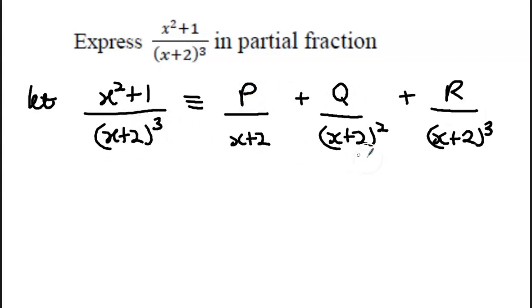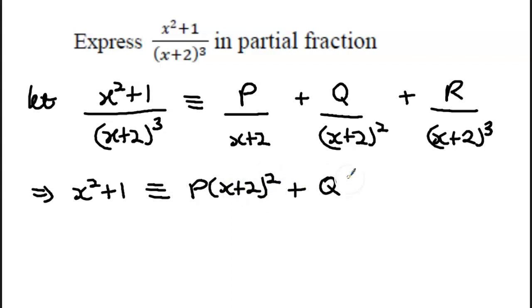Let's multiply through by the LCM. When we do that, on the left hand side, we have x squared plus 1, which is equivalent to p times (x plus 2) squared, plus q times (x plus 2), plus r, since the (x plus 2) cubed will cancel out.